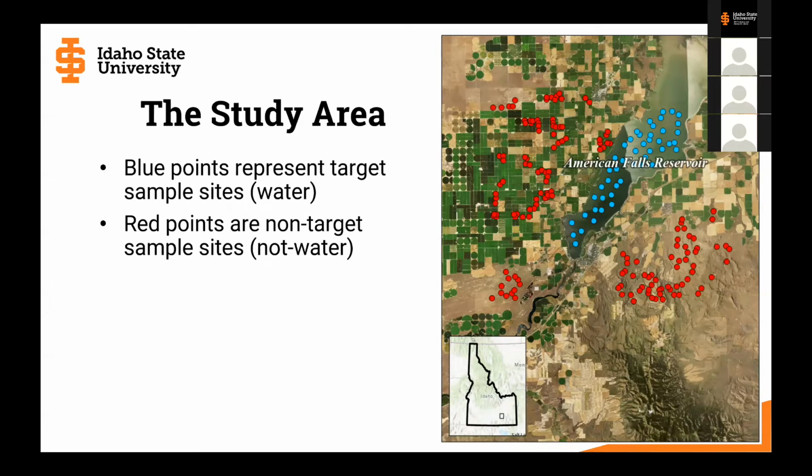Well, here's our study area. You might recognize this. It is part of Idaho right over here. This little rectangle is this same larger rectangle right here. And the blue points that you're looking at represent target sample sites, in other words, water. And the red points represent non-target sample sites, in other words, the not water sites.